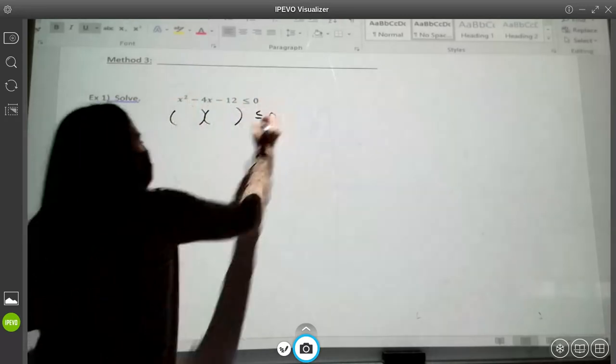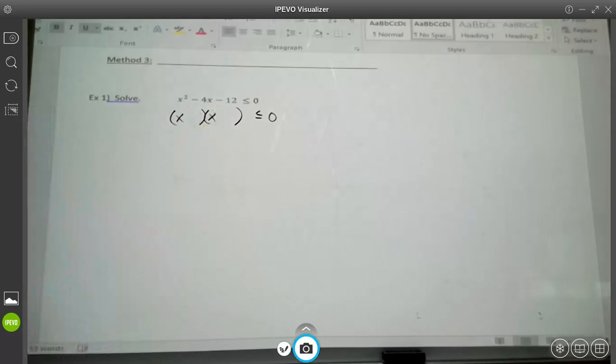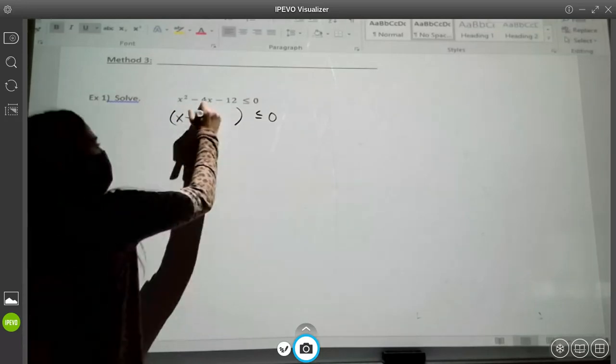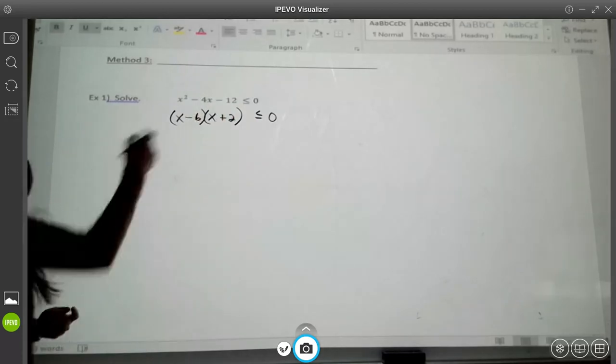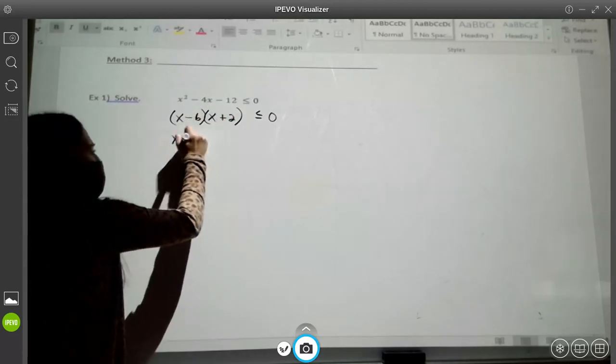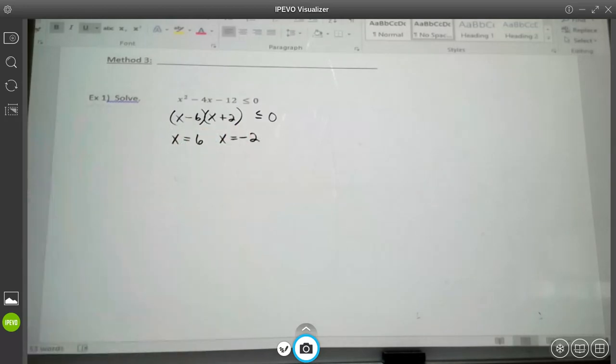All right, what multiplies to negative 12 and adds up to negative 4? Negative 6, positive 2. Zero product property: set our factors equal to 0. X would have to be 6 here, and X would have to be negative 2. So guys, these are the numbers that physically make this expression equal 0.